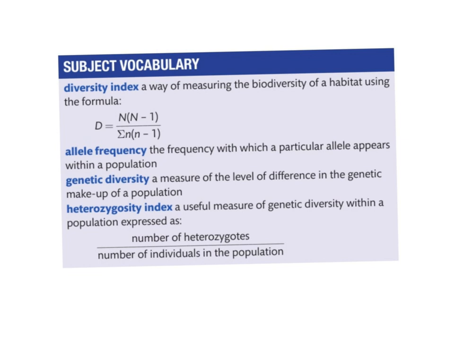Allele frequency is the frequency with which a particular allele appears within a population. So it is the percentage of the allele within the total number of alleles in the population for a certain gene. Genetic diversity is a measure of the level of difference in the genetic makeup of a population. Heterozygosity index is a useful measure of genetic diversity within a population, which depends on the frequency of the heterozygous allele to the total number of alleles. So it equals the number of heterozygous individuals over the total number of individuals in the population.